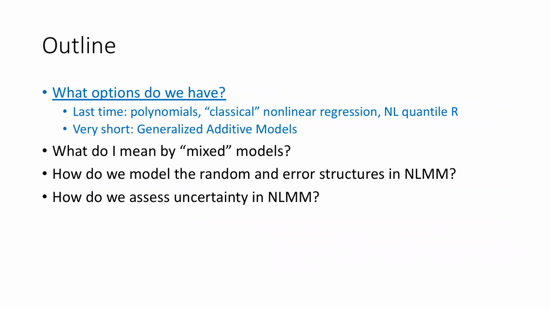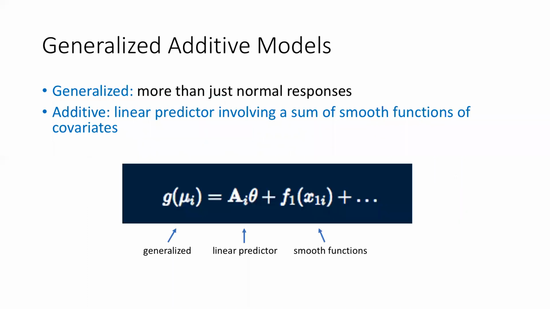So last time, what options do we have? Last time I talked about polynomials, about what I call classical nonlinear regression. I also mentioned nonlinear regression for quantiles in cases where that is relevant. And also, I'm going to mention very briefly generalized additive models, because I think it's important that you know about them. That could be a separate presentation, but I'm going to mention them briefly in case this is appropriate for what you want to do.